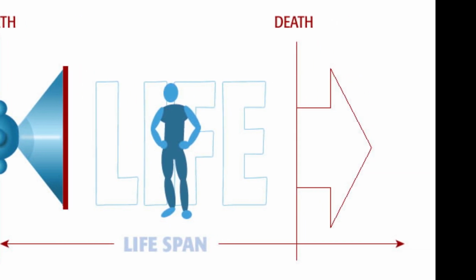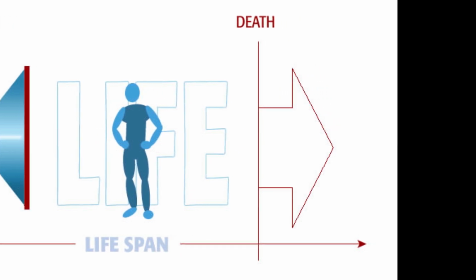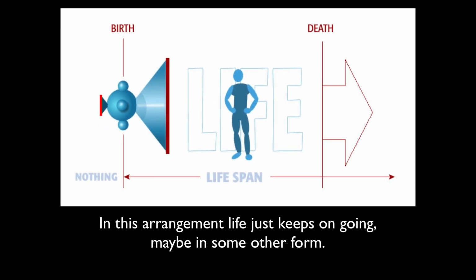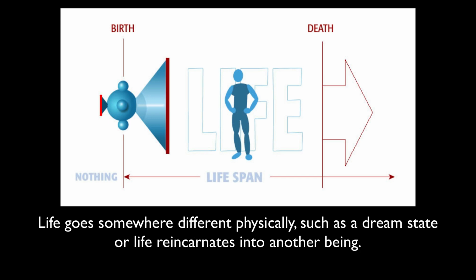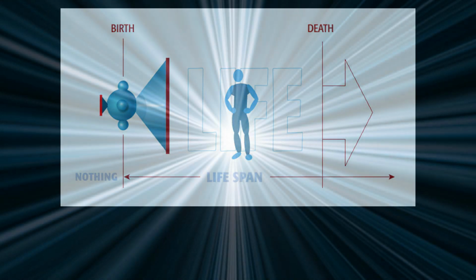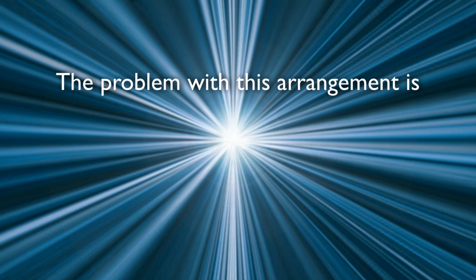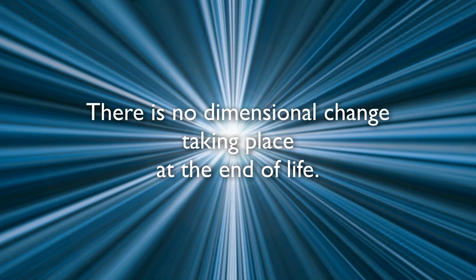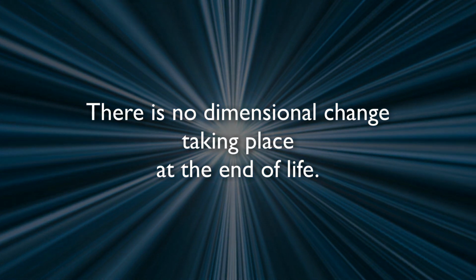3. Life goes through death but does not undergo a dimensional change. 4. Life continues on after death. In this arrangement, life just keeps on going, maybe in some other form. Life goes somewhere different physically, such as a dream state, or life reincarnates into another being. The problem with this arrangement is we do not pass through birth at the end of life. There is no dimensional change taking place at the end of life. This cannot possibly be true.